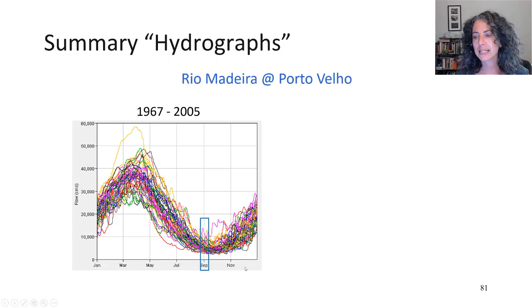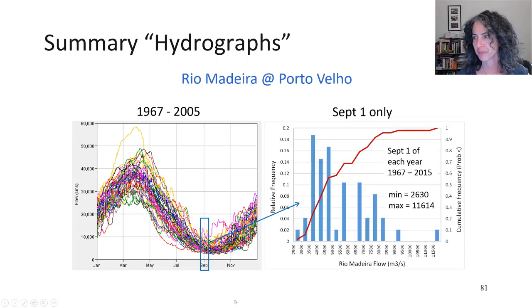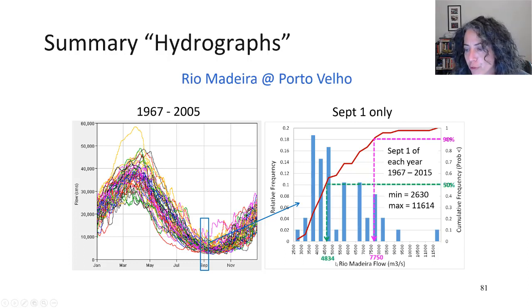But what we do in this case is isolate one day of the year at a time. So I'm going to show isolating September 1st. I'm going to take the September 1st value from every year of my record. Here's my histogram of my September 1st values. And the red line is on the right axis, just a cumulative distribution of these values. So from the cumulative, I can say, well, 90% of the time, my value is less than 7750. The median of my values is about 4834. So this gives me a frequency analysis of only September 1st.